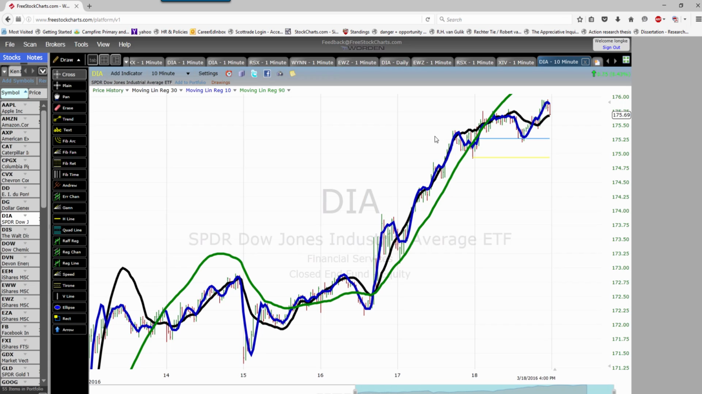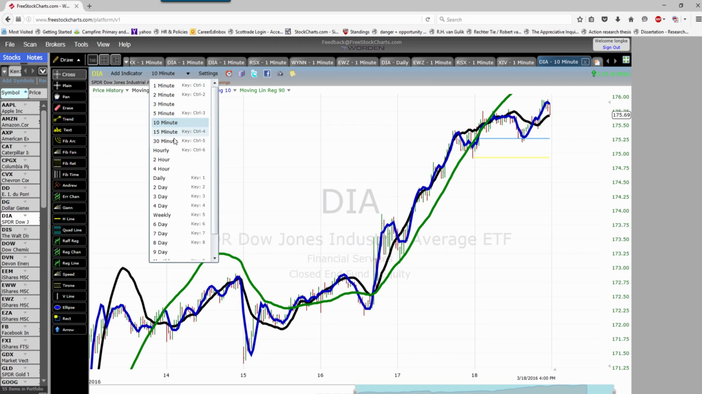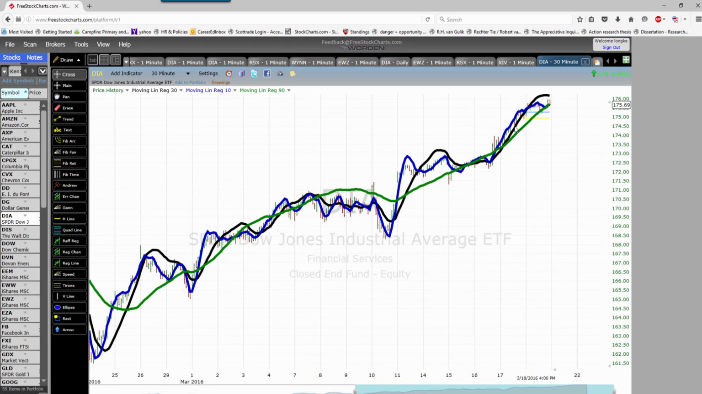We now have the relationship between the 30 and the 90 on a 10-minute is the same as the relationship as the 10 and the 30 on a 30-minute. So we get to see higher time frames by simply interpolating the regression lines. Now the relationship between the 10 and the 30 for traders is the same as the fast and slow relationship between the 90 and the 270 for the holders.